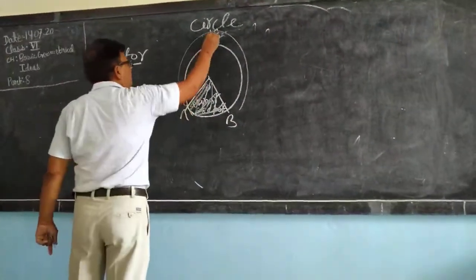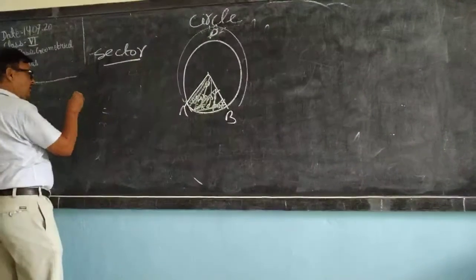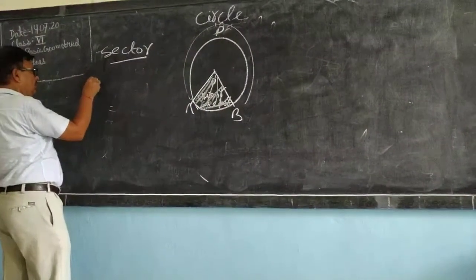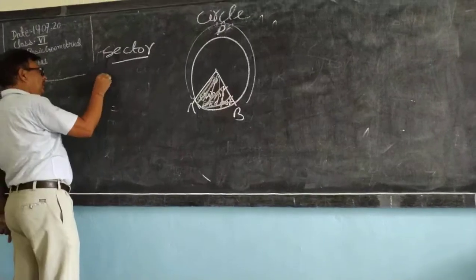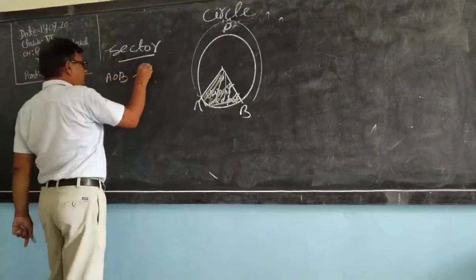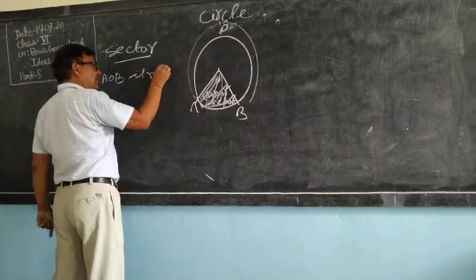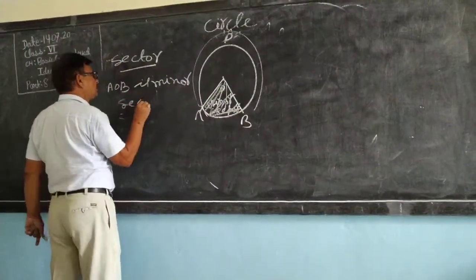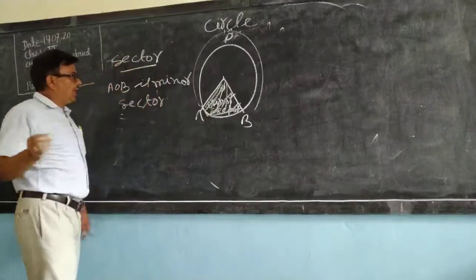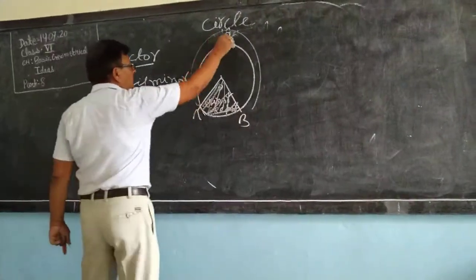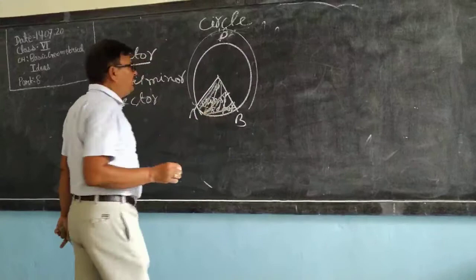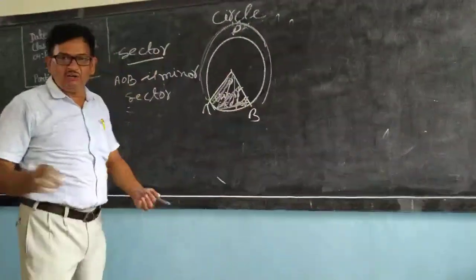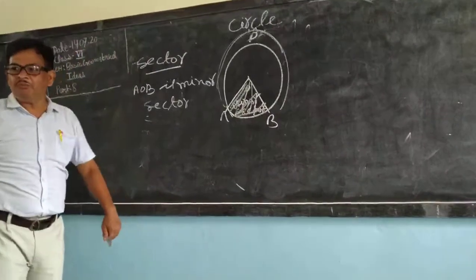This is called APB. So here AOB is the minor sector. Now APB is the major sector. This part is major. Understood now? Minor and major are clear now.